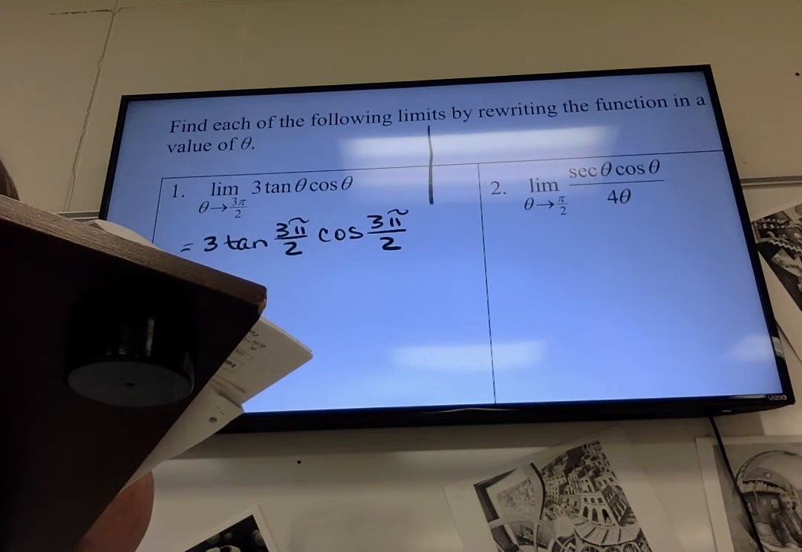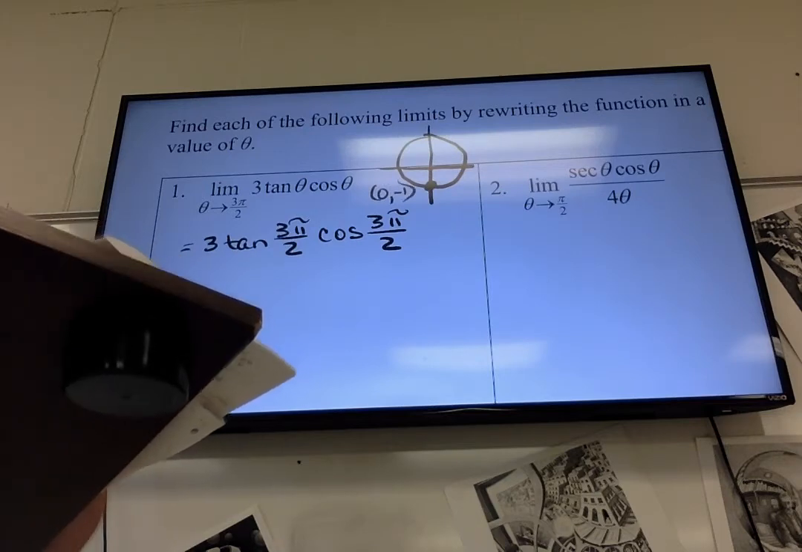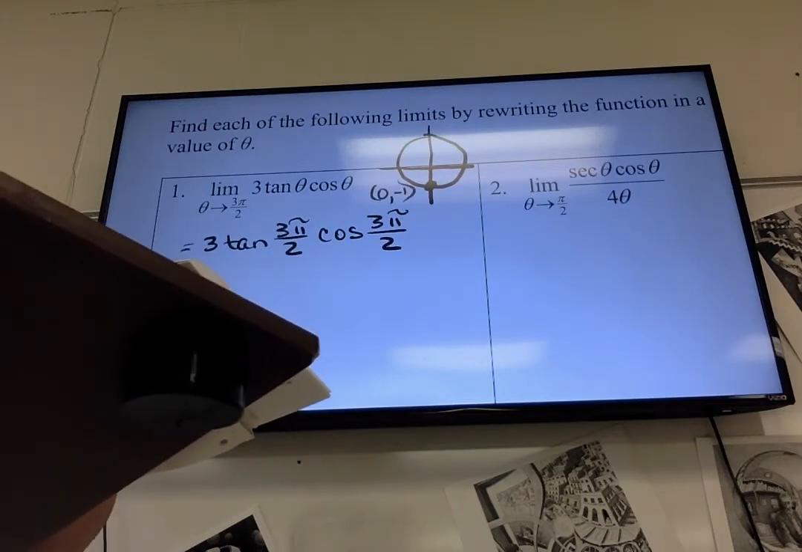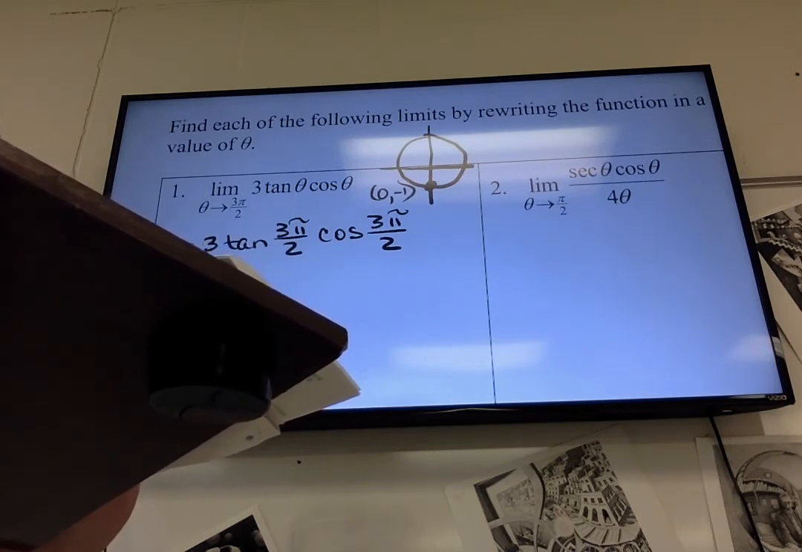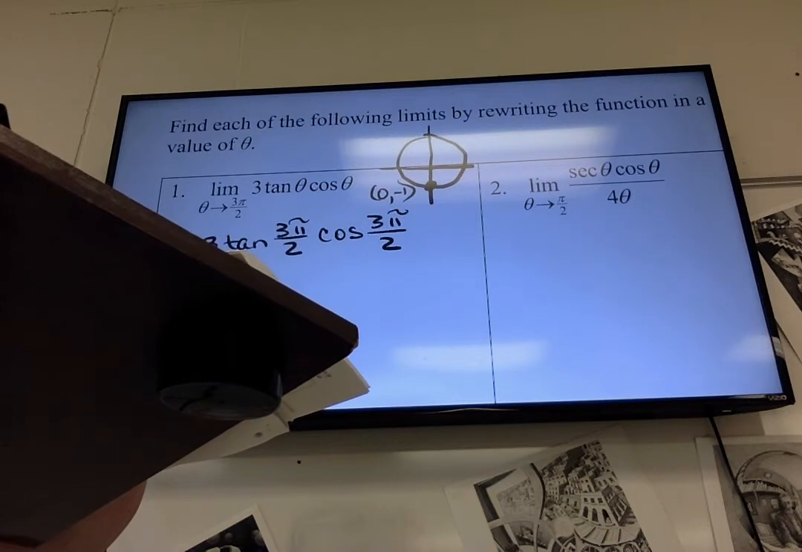3 pi over 2, use a unit circle, it's this bottom one. So it would be 0, negative 1. But for tangent, is it y or x? You're already stuck. I don't think we have to do anything, because right here, uh-oh, it's undefined.